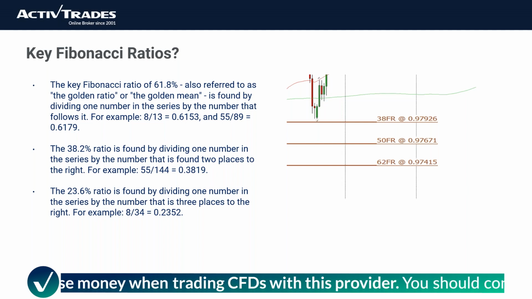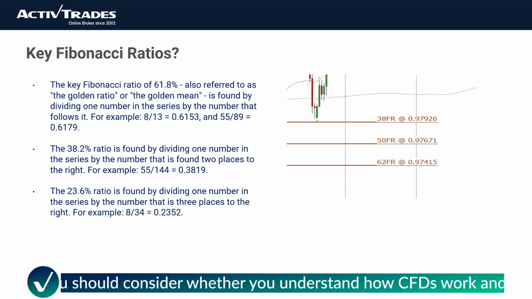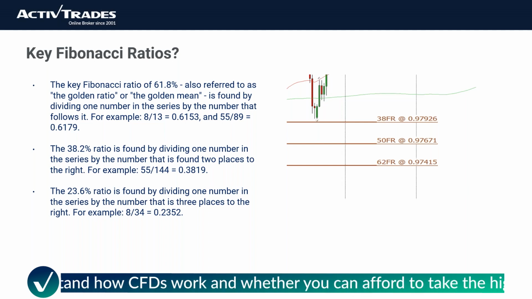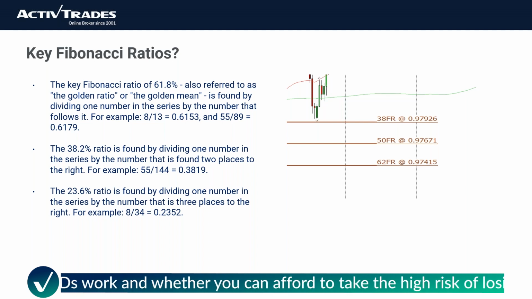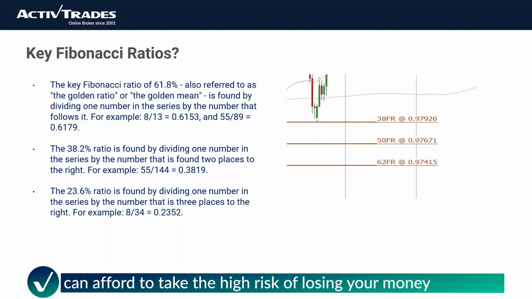So you'll find the 38.2% ratio is found by dividing one number in the series by the number that is found two places to the right. So, for example, if you divide 55 by 144, the number you'll come to is 0.38. And another number, which is maybe not always used as much, the 23.6 fib ratio, is found by dividing one number in the series by a number that is three places to the right. For example, 8 divided by 34 equals 0.23.